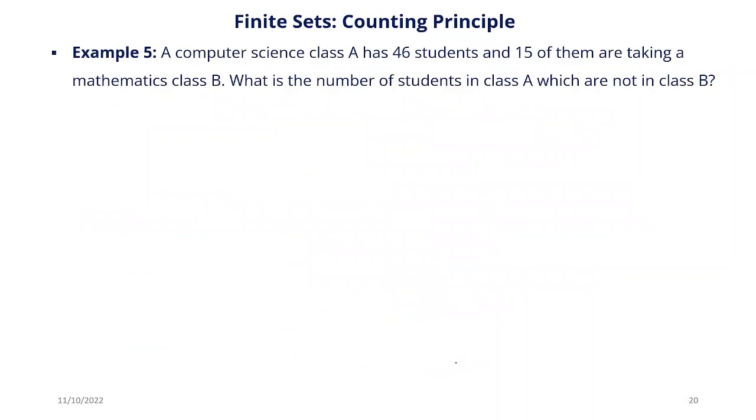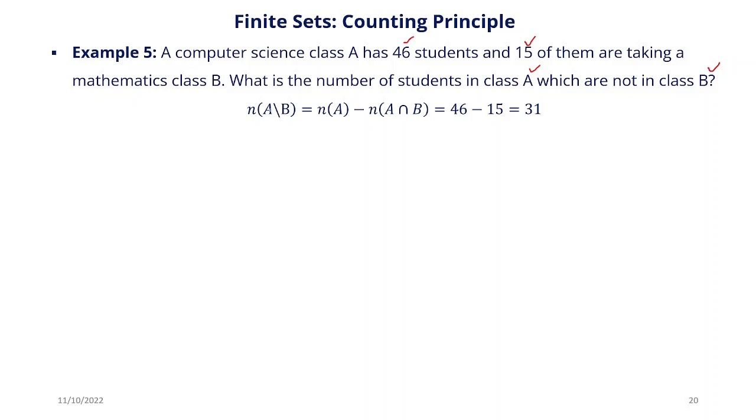We'll look at an example. A computer science class A has 46 students. Out of these 46, 15 of them are taking a mathematics class B. What is the number of students in class A which are not in class B? Of course, it's easy for you to just look at this with your eyes and know what the answer is supposed to be. But let's follow it using the ideas we just learned, so that when you see a more complicated problem which you cannot just solve with your eyes, you can also apply those principles and get a solution.